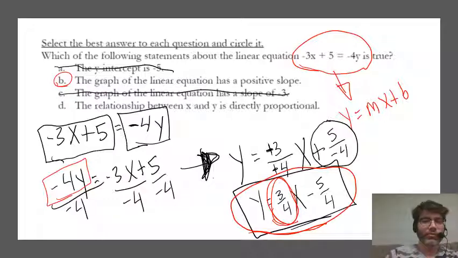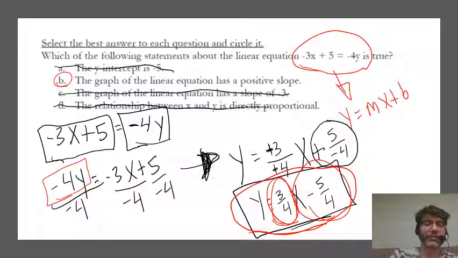And D, the relationship between x and y is directly proportional. Okay, so directly proportional means that it is a straight line that goes through the origin, meaning the y-intercept would be 0. But here, the y-intercept is negative 5/4. So it's not directly proportional. This is a non-proportional line because it doesn't go through the origin. So B is our answer.